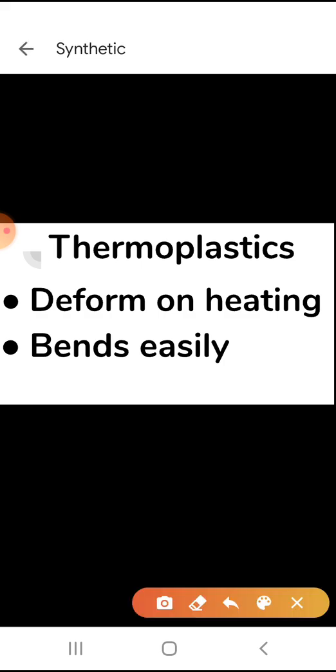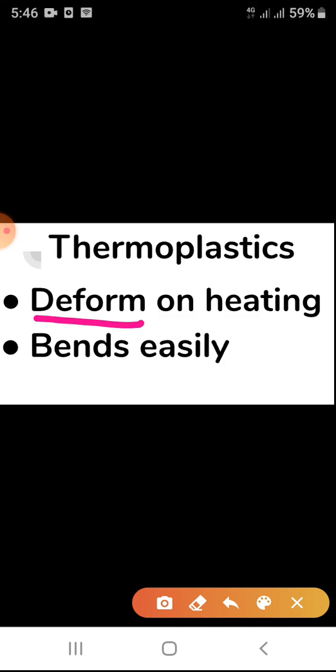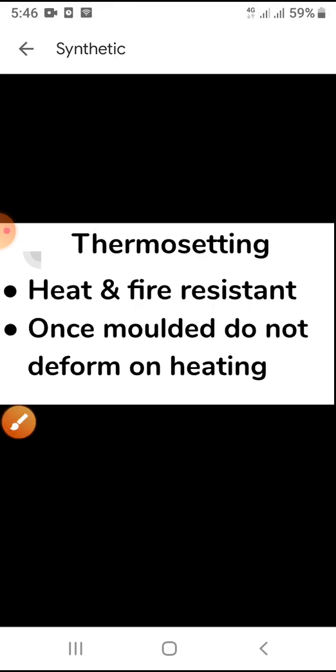Thermoplastic deform on heating. Now what is the meaning of deform here? Deform means it can change the shape. Like, can I show you that activity? Let's see that activity. You will understand what I am trying to say. Before I show you that activity, let's see thermosetting also.